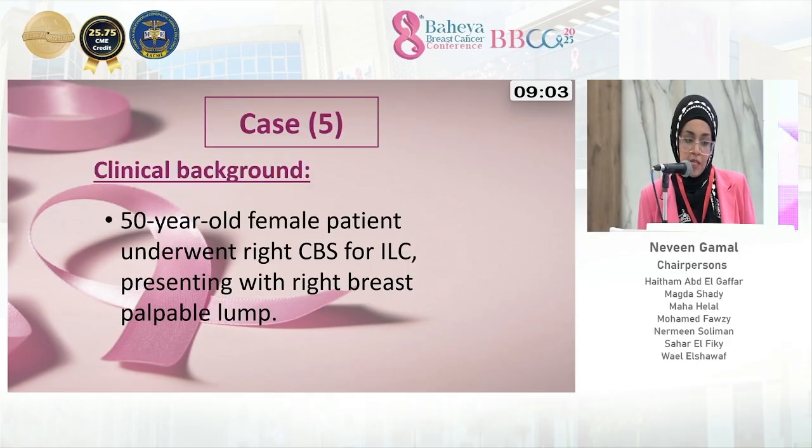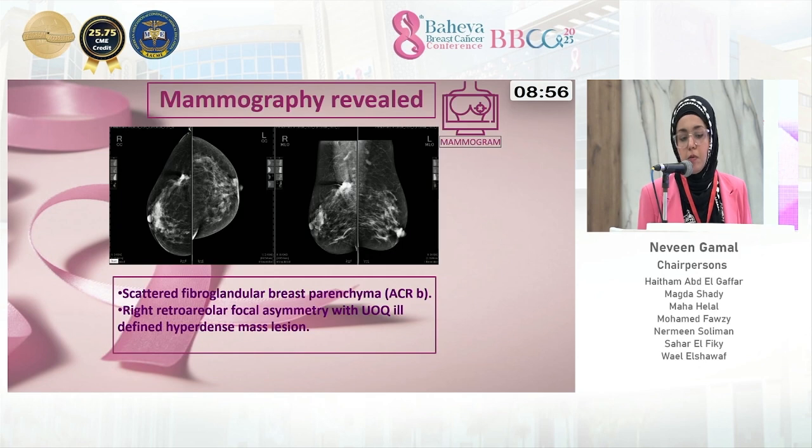Case number 5 and the last case, 50-year-old female patient underwent right conservative breast surgery for invasive lobular carcinoma presenting with right breast palpable lump.